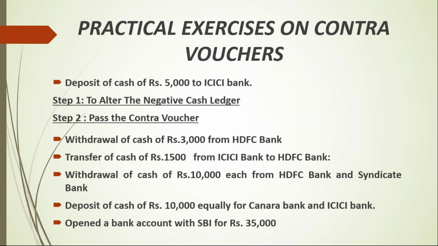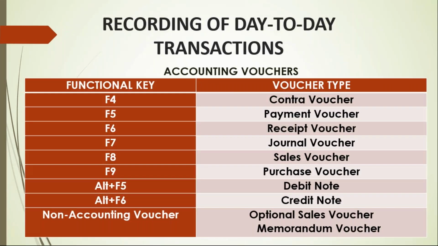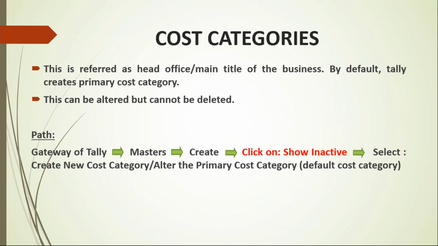Now, after the Contra vouchers, let's discuss a new concept we have: cost categories and cost centers. Very, very important before we proceed with the next set of vouchers. What are these cost categories and cost centers? What do they mean? Here I've given the head office or the main title of the business. By default, Tally creates a primary cost category, which can be altered but cannot be deleted.